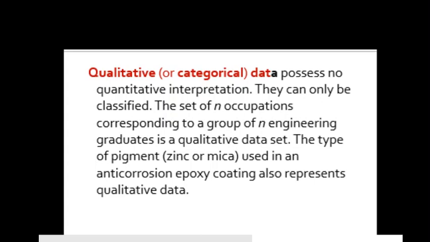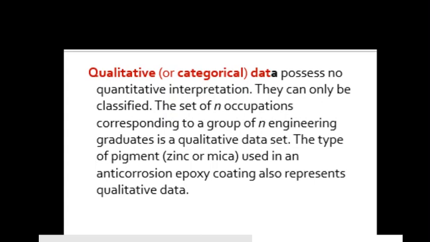It does not have a numeric interpretation or a quantitative interpretation. They can only be classified. So it's basically like classification groups. Here's an example, a set of n occupations corresponding to a group of n engineering graduates. This will be a qualitative data because it's just the type of occupation, it's a category.